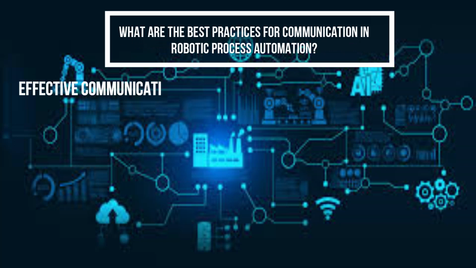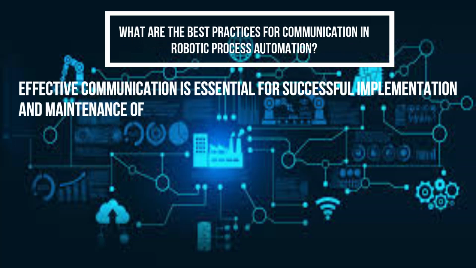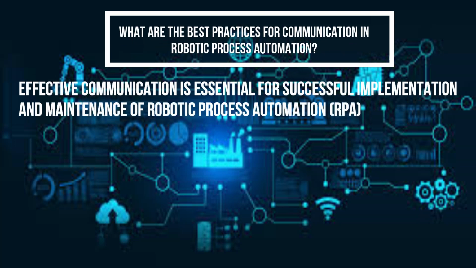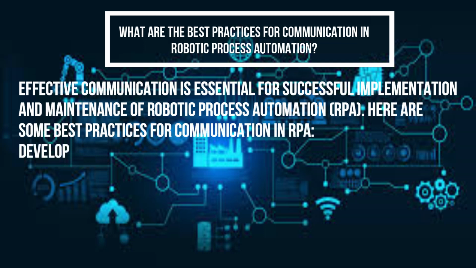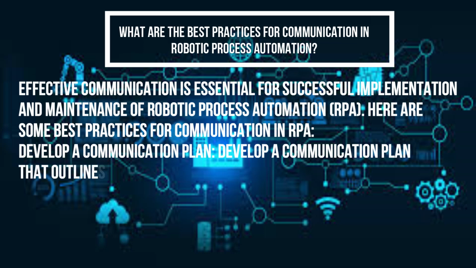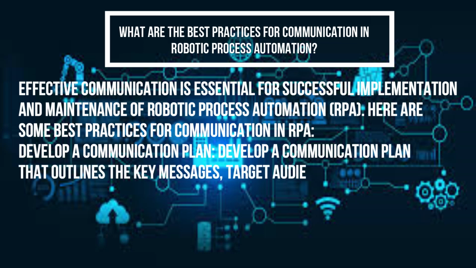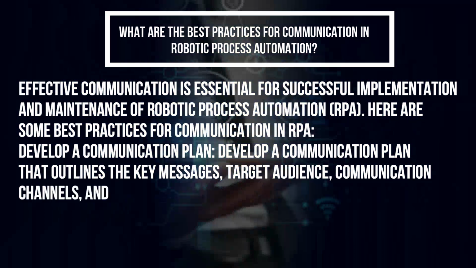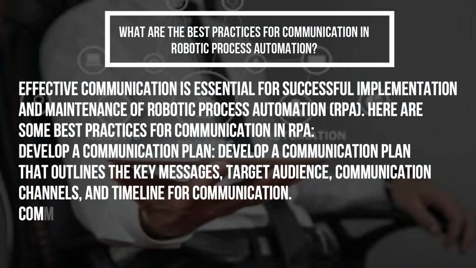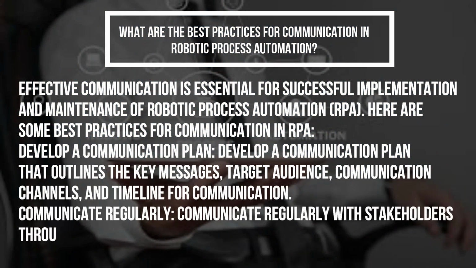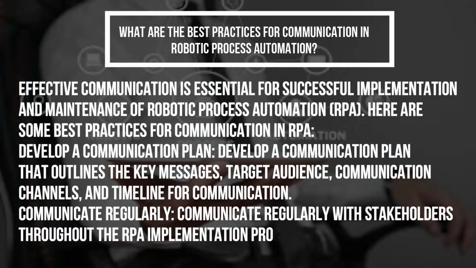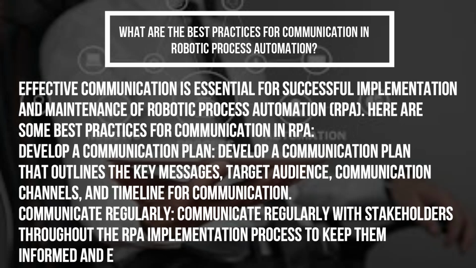What are the best practices for communication in robotic process automation? Effective communication is essential for successful implementation and maintenance of robotic process automation, RPA. Here are some best practices for communication in RPA. Develop a communication plan. Develop a communication plan that outlines the key messages, target audience, communication channels, and timeline for communication. Communicate regularly. Communicate regularly with stakeholders throughout the RPA implementation process to keep them informed and engaged.